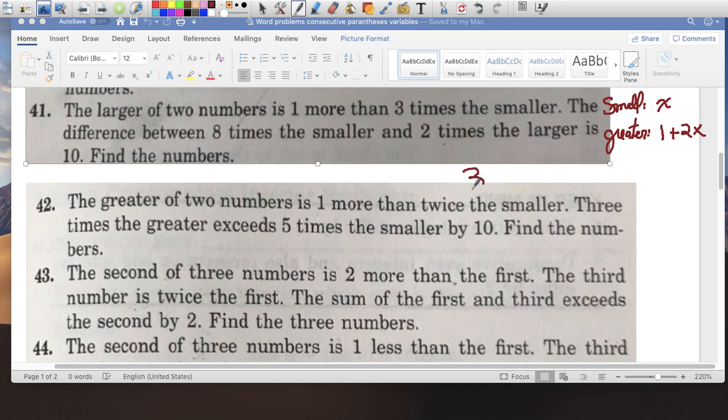So 3 times the greater, 1 plus 2x. So 3 times the greater number exceeds 5 times the smaller by 10. It exceeds, so would exceeds be minus 5 times the smaller? Exceeds, in this case, we get subtraction: exceeds 5 times the smaller, 5 times x, by 10. And that's, I guess, a tricky word here, right? Exceeds.